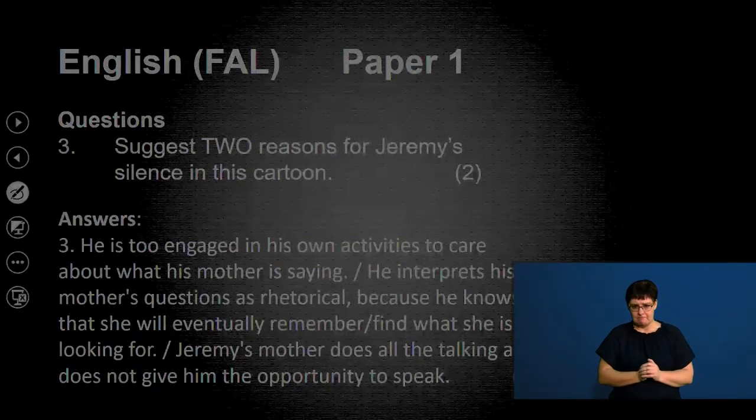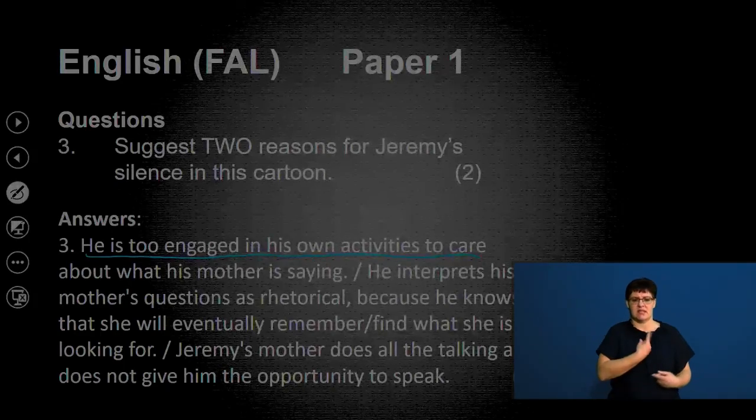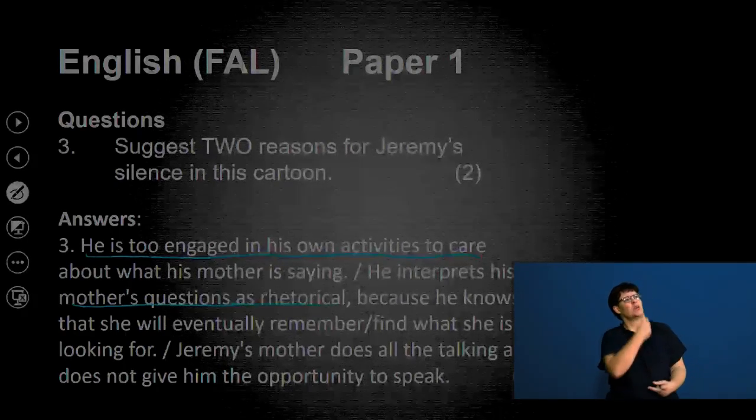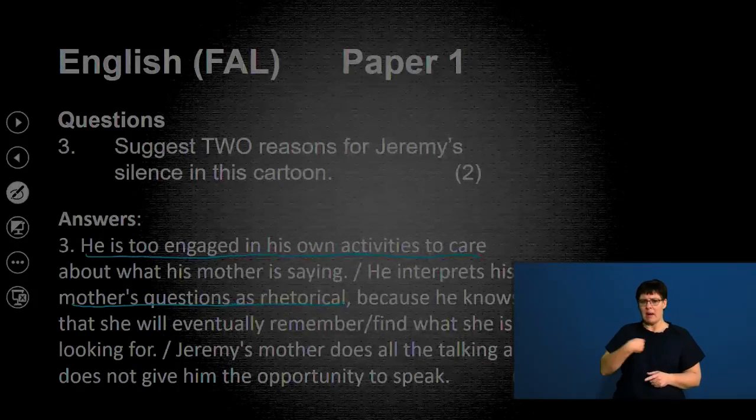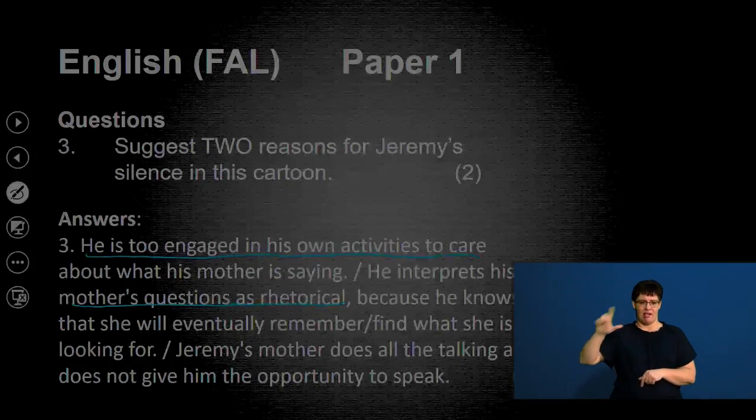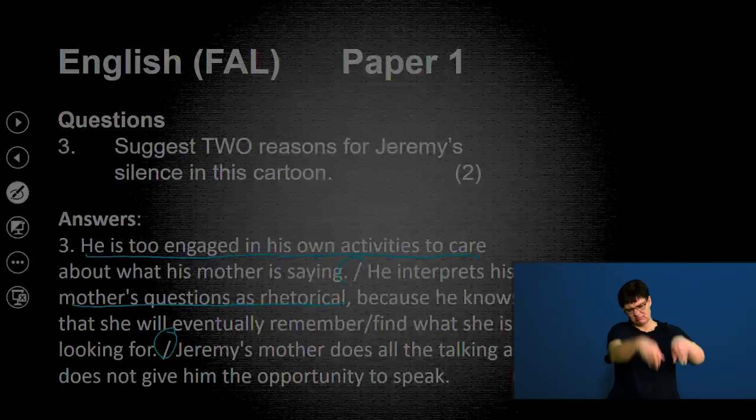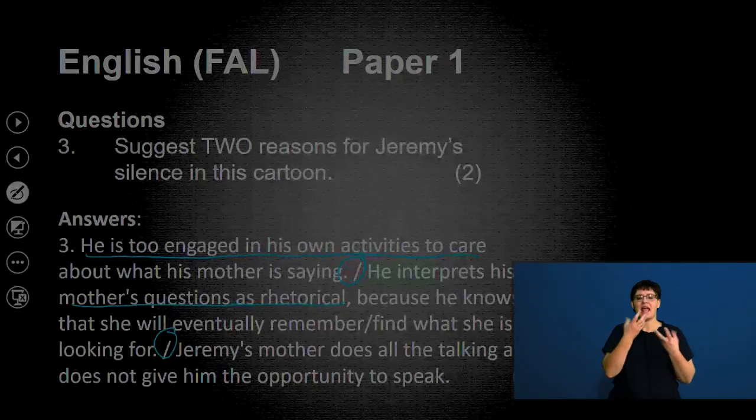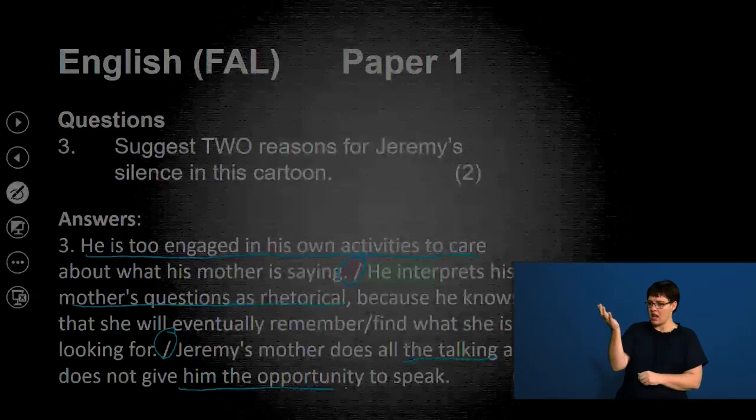The answers. He is too engaged in his own activities to care about what his mother is saying, or he interprets his mother's questions as rhetorical. You know what is the rhetorical question? A rhetorical question means it doesn't require an answer. Because he knows that she will eventually remember. So obviously this is something his mother does often. So she will find what she is looking for, or this means that any of these answers are valid for 2 marks, right? Jeremy's mother does all the talking and does not give him an opportunity to speak.